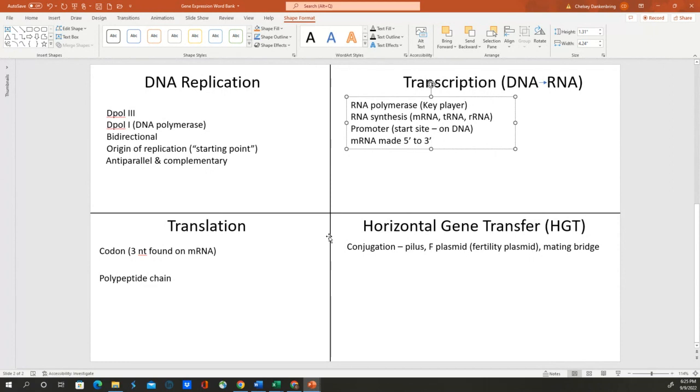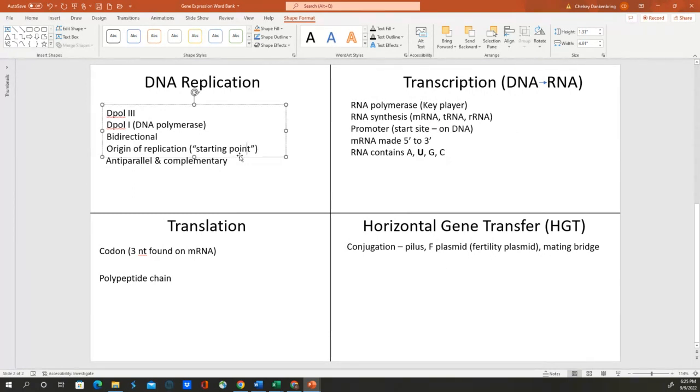Okay, is there anything else in here that we need to put for transcription? Oh yeah, the bases. What bases make up RNA? I already put it on there. Yeah, A, U, G, and C. So I'm going to go ahead and I'm going to bold that just to remind you. Okay, you will not find uracil in DNA.